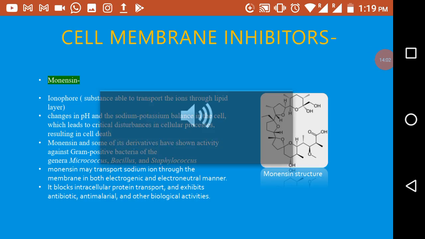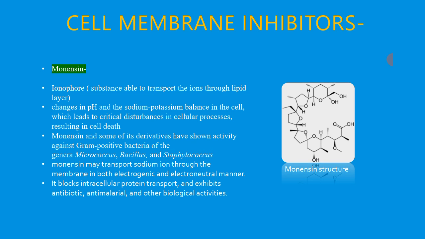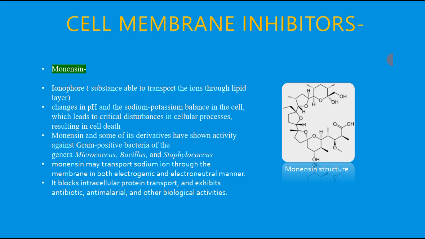Okay, monensin is called an ionophore. What is an ionophore? A substance which is able to transport ions through the lipid layers. It is called an ionophore. Where are lipid layers present? In the cell membrane, right? Lipids are the component; the phospholipids and the LPS are components of the cell membrane.